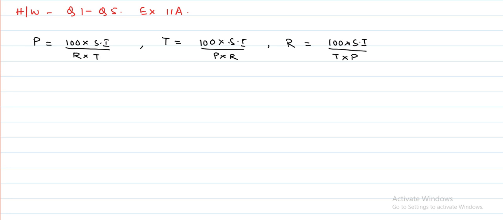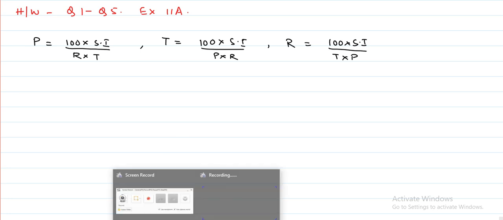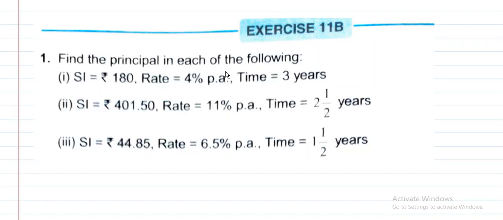So now we will go to the exercise. Let us start exercise 11B, question number 1. It says find the principal in each of the following. So you have to find the principal here. I will solve the first bit: simple interest is rupees 180, rate is given as 4%, time is given as 3 years. We will write the formula of principal first.